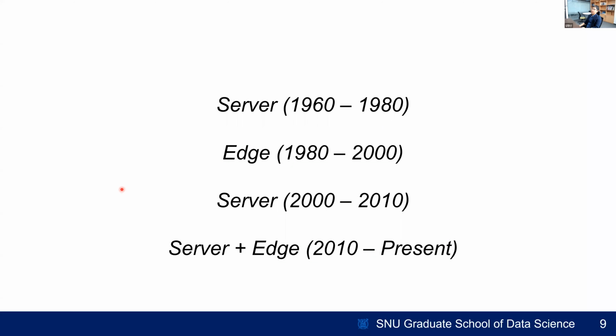So in summary, people mainly focused on the server first and became more interested in the edge, and the trend went back to the server. And finally, these days, we need to utilize both server computers and edge computers together, which is called computing in continuum.